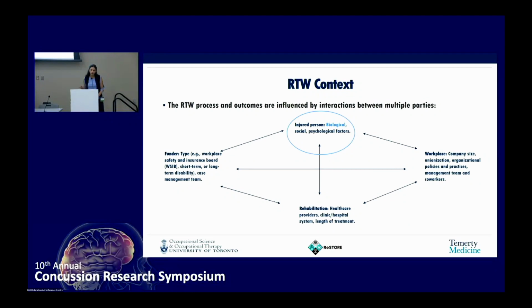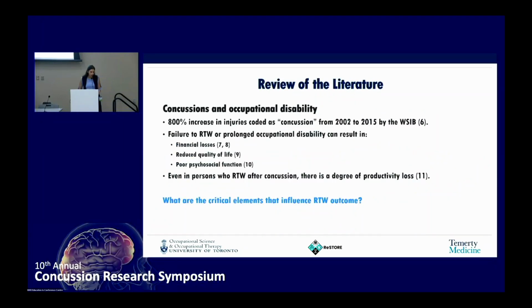I've provided some examples of what these factors might be. For example, organizational policies and practices within the workplace, whether or not someone is able to get accommodations, rehabilitation factors, so access to care and what that care looks like, and the funder. The particular funder might also influence or dictate the return to work process or context. And again, these are largely overlooked in the literature as well as in clinical practice. So what does the literature say?